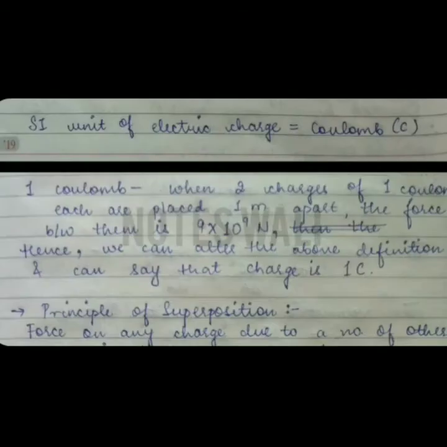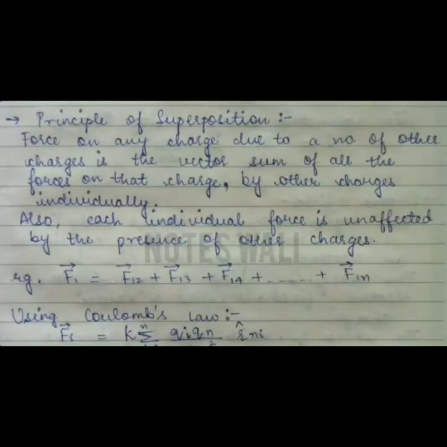The SI unit of electric charge is coulomb, which is denoted by C, and 1 coulomb is defined as the charge when 1 ampere of electric current flows through a wire in 1 second. Now we come to the principle of superposition, and it states that the force on any charge due to a number of other charges is the vector sum of all the forces on that charge by other charges individually, and it also states that the individual force is unaffected by the presence of other charges.